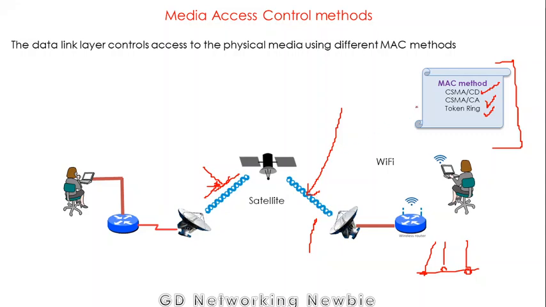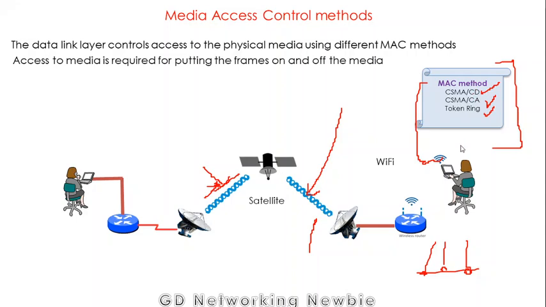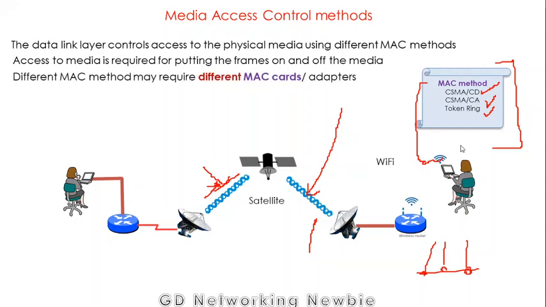And to access the medium, we have different protocols or different rules, which are just listed here. Access to media is required for putting the frames on and off the media. So when you want to use the medium, you need to have access. And different MAC methods, or media access control methods, may require different MAC cards. So we may need different cards.